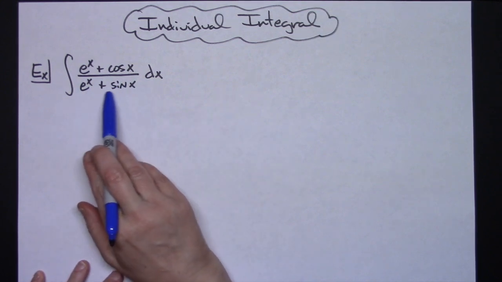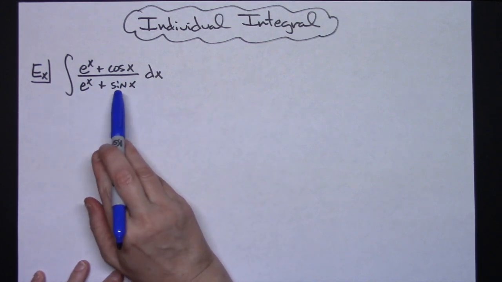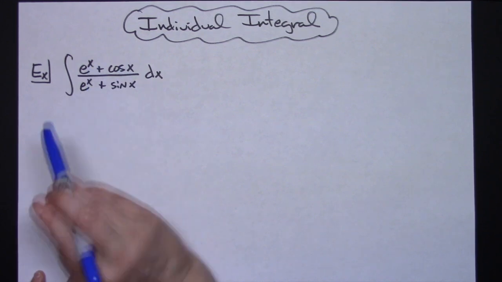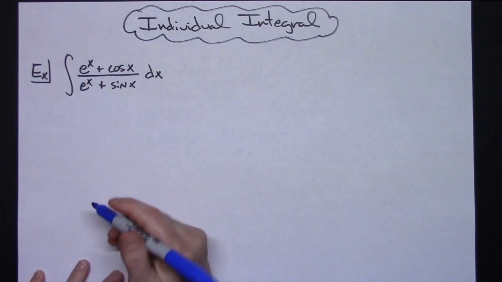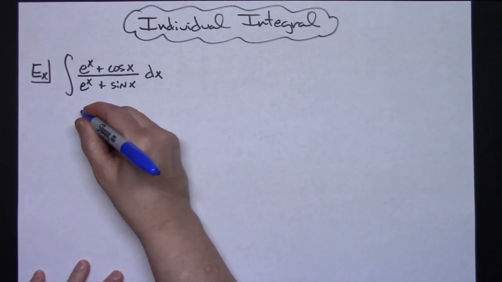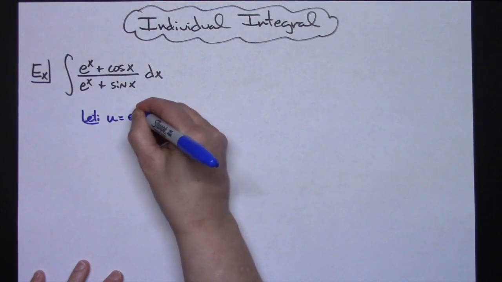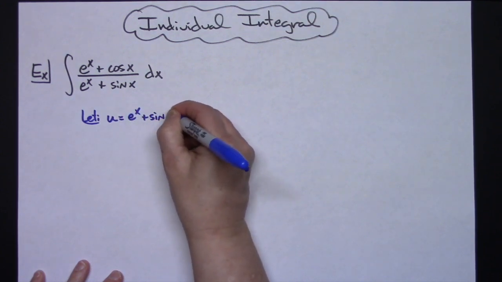Taking a look at that denominator there, we can see that when we take the derivative of sine, we get cosine, and when we take the derivative of e to the x, we're going to get e to the x, which is going to make that numerator cross out there. So we're going to let u equal e to the x plus sine x.